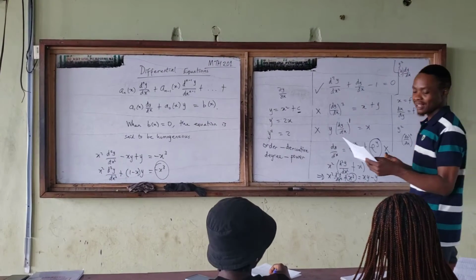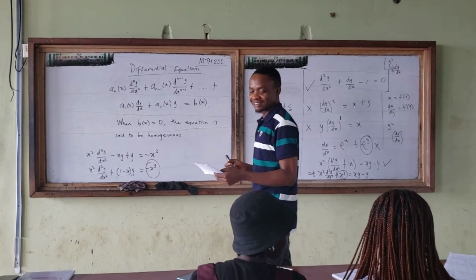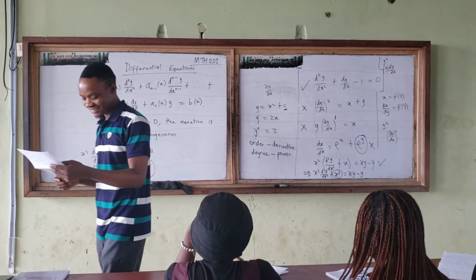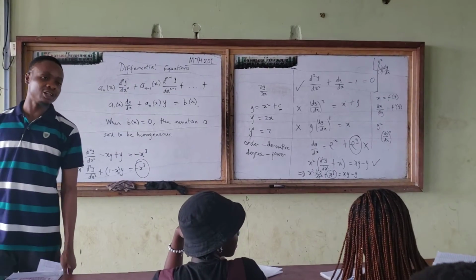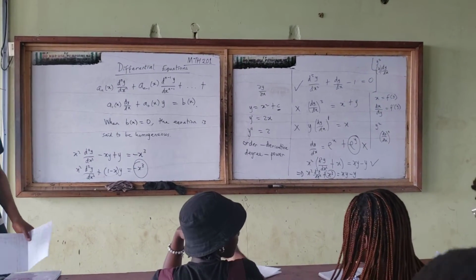How is order 2? Is it that 1 plus that? Because it's not partial derivative.